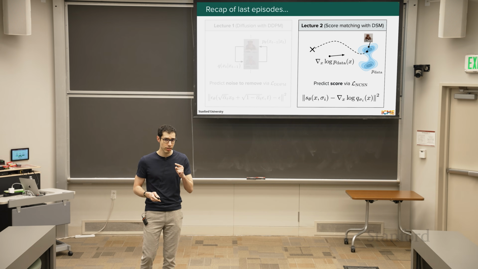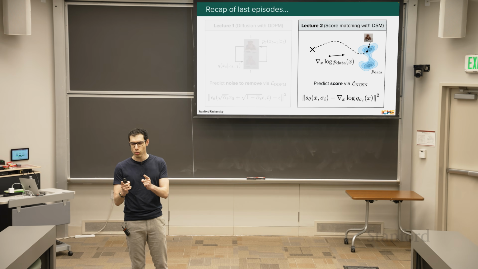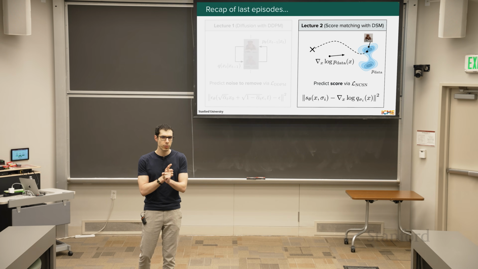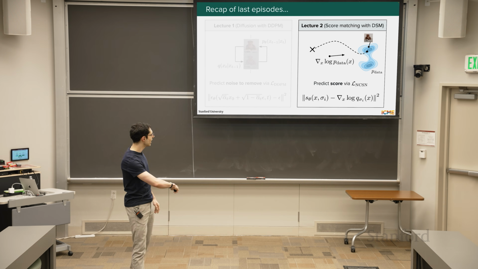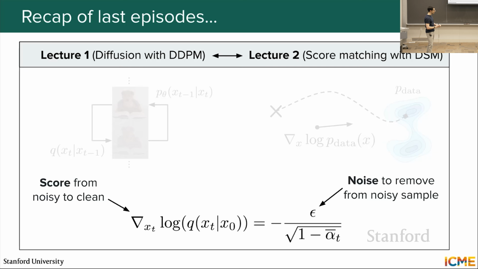But what we also saw was that what we saw in lecture 2 was actually quite related to what we saw in lecture 1, because both involved adding noise. In particular, we saw that there was a relationship between the score of a noisy distribution and the noise that we added from the clean image to the noisy image.